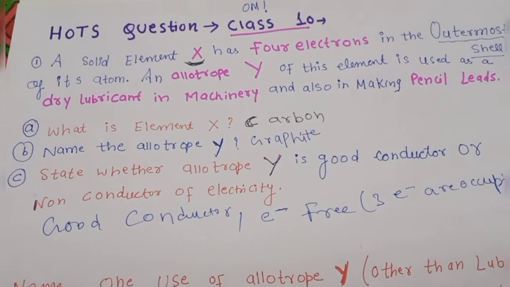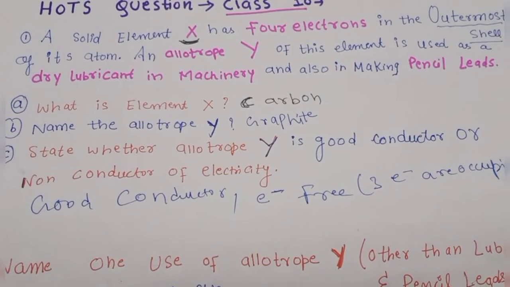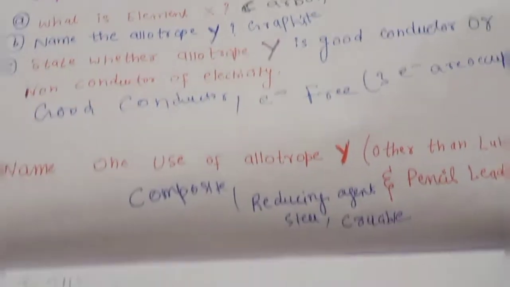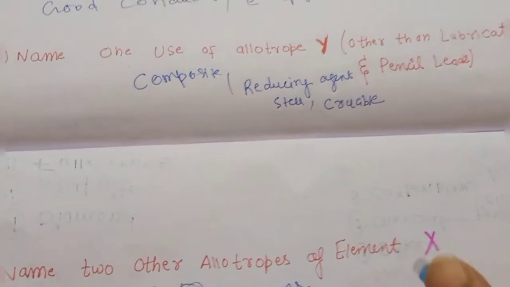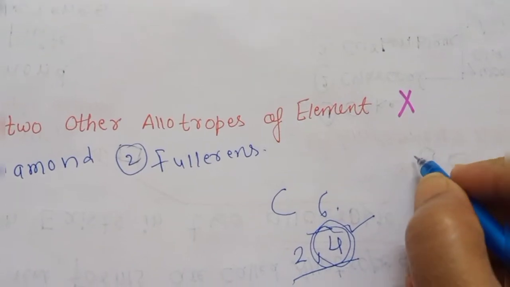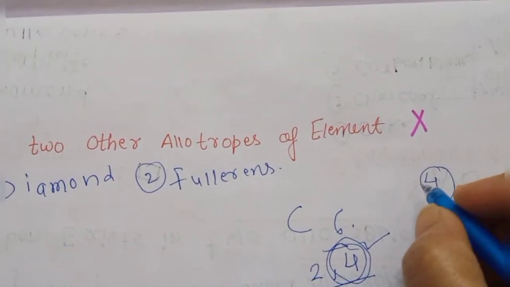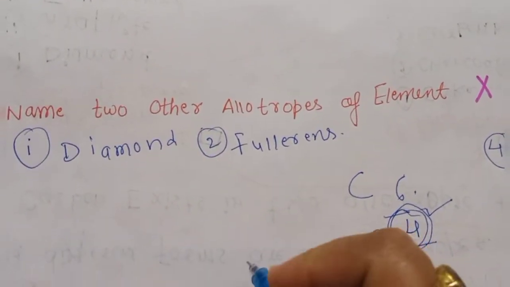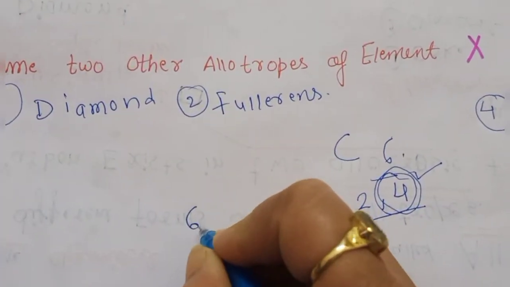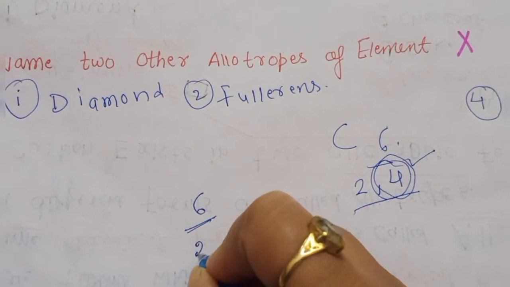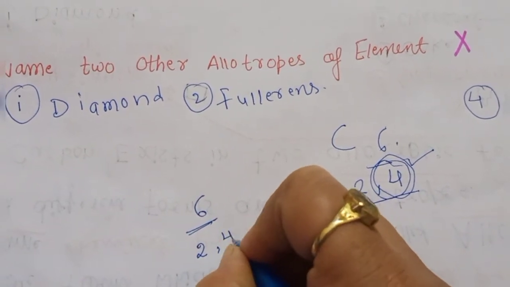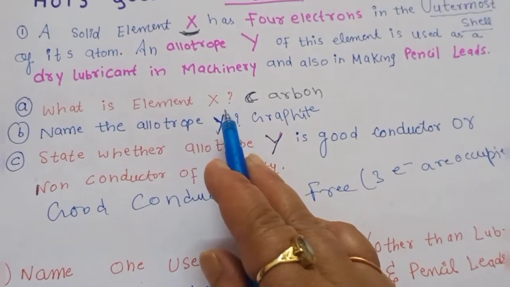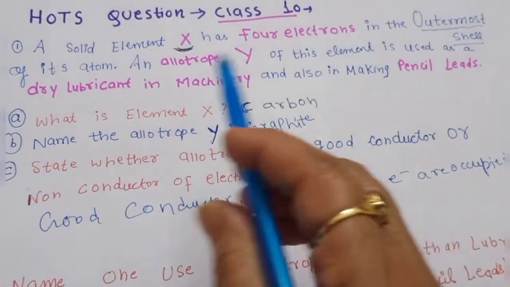When they say that an element has 4 electrons in the outermost shell, the element with 4 electrons in the valence shell will be carbon, as you know, the carbon family. The atomic number of carbon is 6. So when you write the configuration, in the first shell 2 electrons will come, in the second shell 4 electrons will come. So the first answer, what is element X? The element X has 4 electrons in the outermost shell.